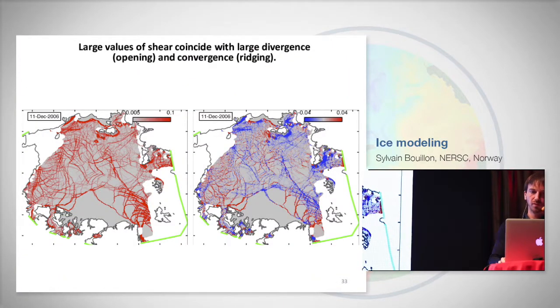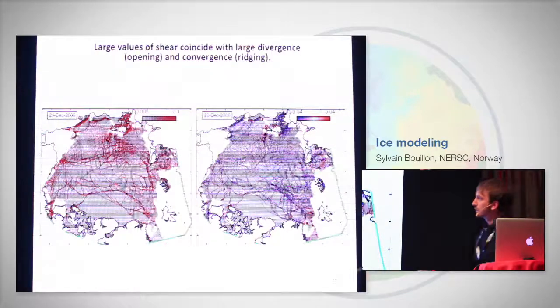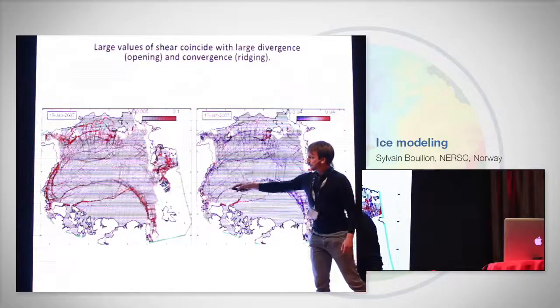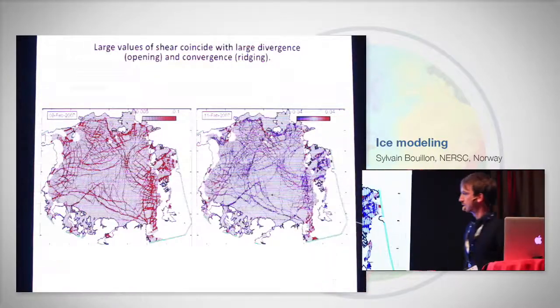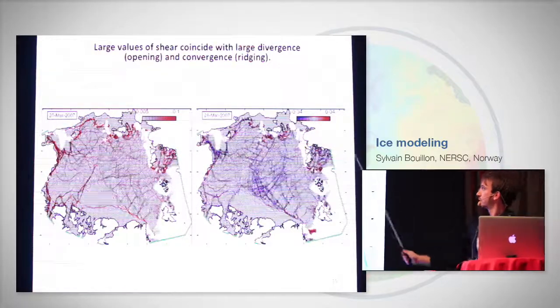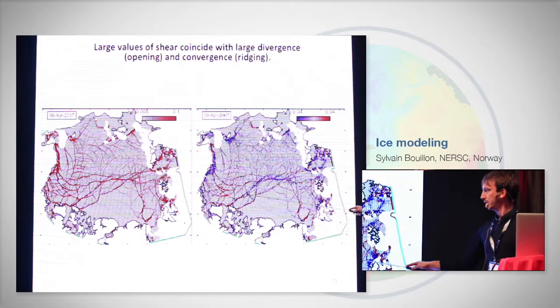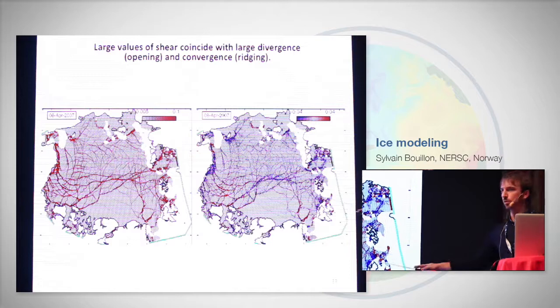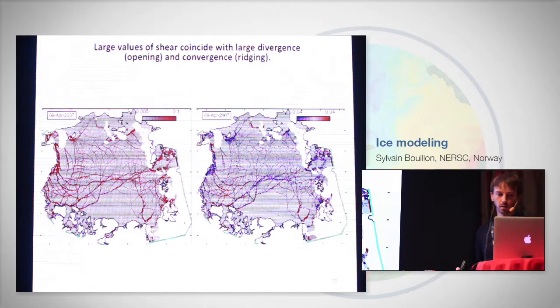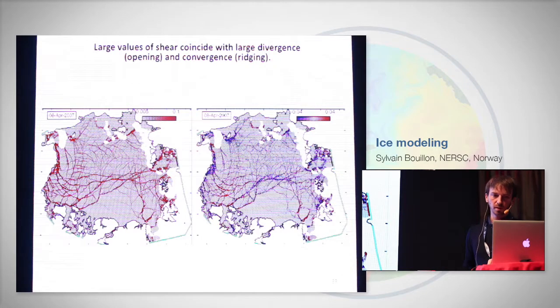So now that we have validated the deformation simulated by the model, we can just look at what gives the model. So this is the shear rate, and this is the divergence simulated by the model. The divergence is important because if it's red, it means that you are opening the ice, so you are forming leads, and when it's blue, you are closing leads or forming ridges. So having the right divergence is very important to simulate the sea ice state.